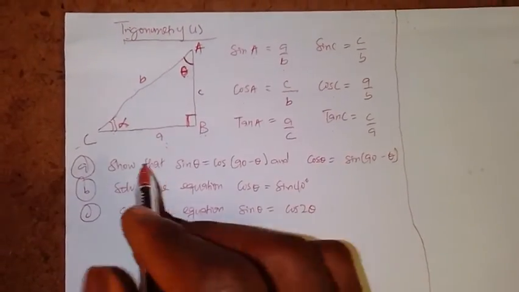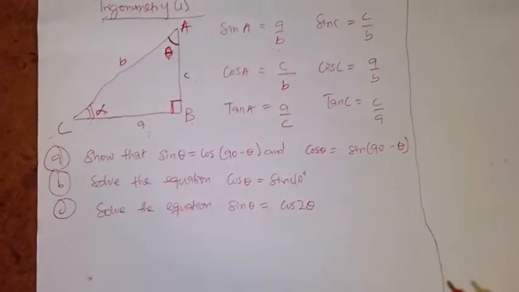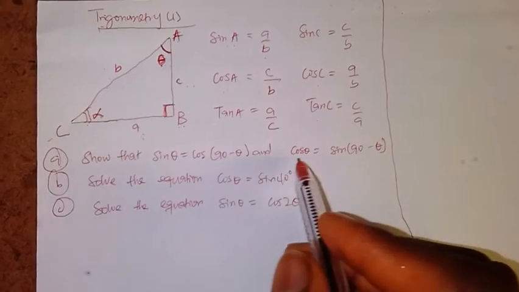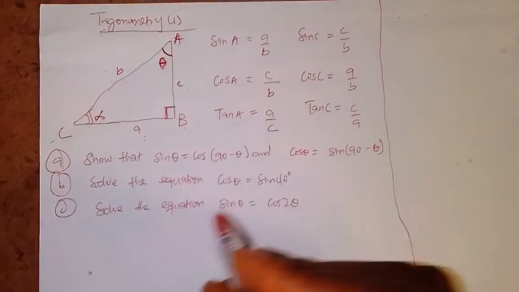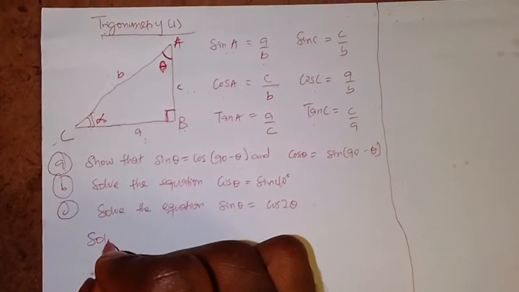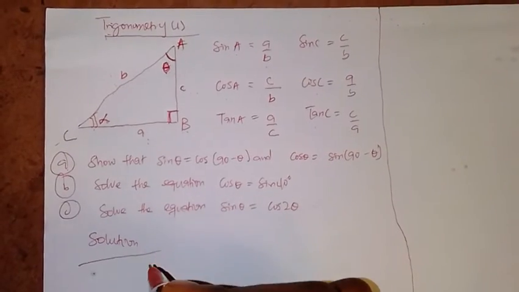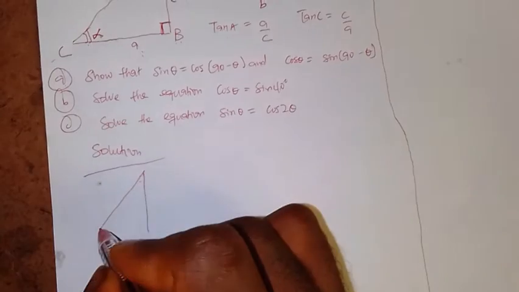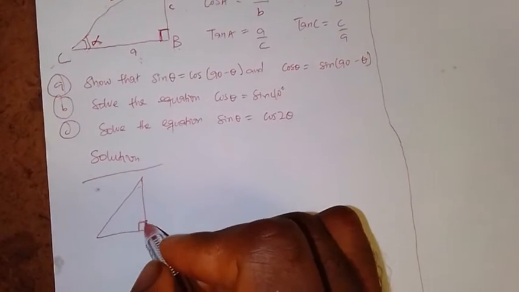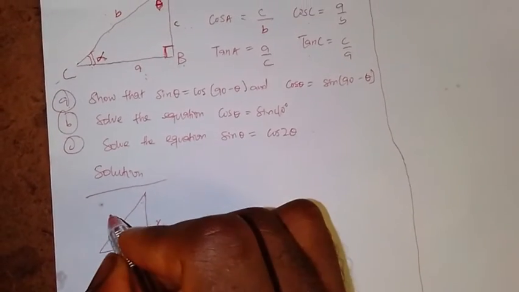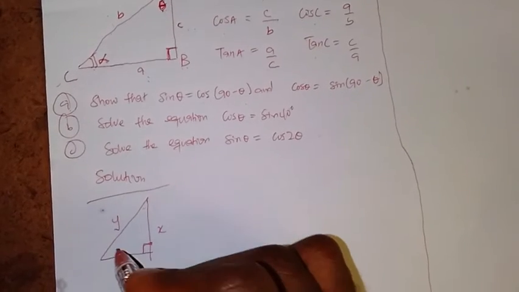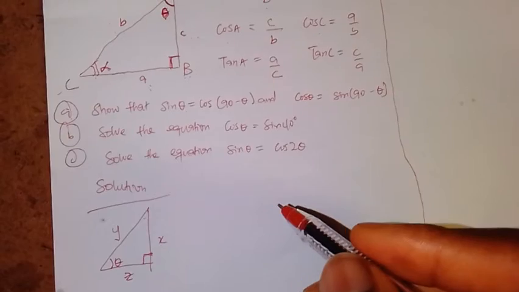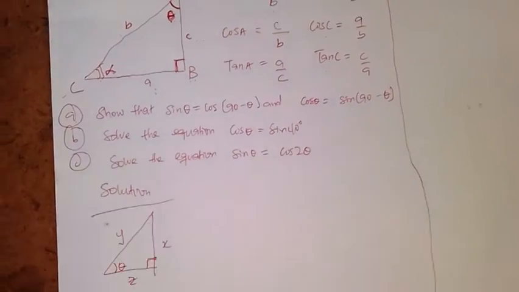Now, that's for that representation. The question says we should show that sine theta equals cos of 90 minus theta, and cos theta equals sine of 90 minus theta. Now, solution. Let's assume we're given a right angle triangle like this. This is my x, this is my y, this is my z, and this is my theta. How will I show that sine theta is cos of 90 minus theta?